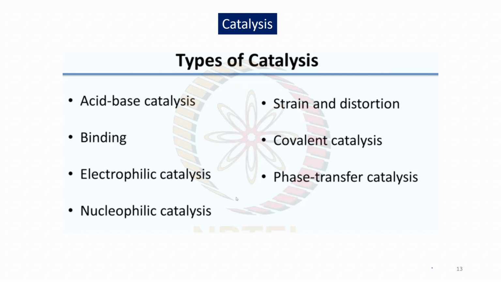Then we started discussing different types of catalysis, like acid-base catalysis, binding, electrophilic catalysis, nucleophilic catalysis, strain and distortion, covalent catalysis, and phase transfer catalysis. Based on that, now we will solve different types of questions. I will give 1 minute. Just try to solve this one, then we will solve it together.